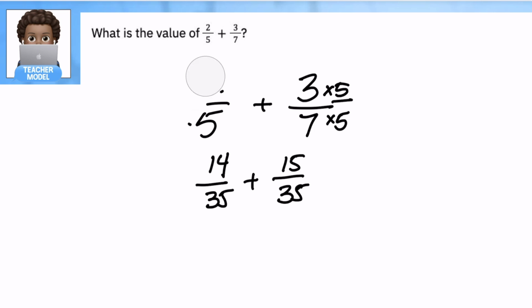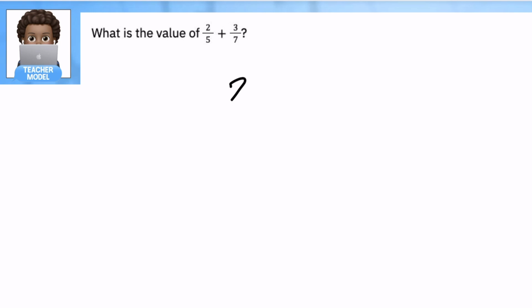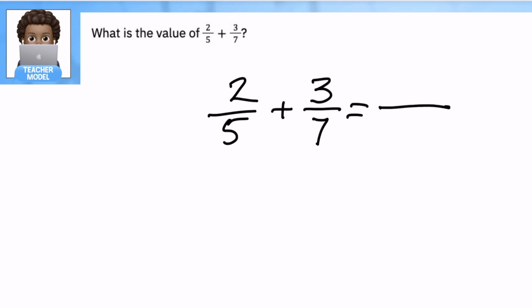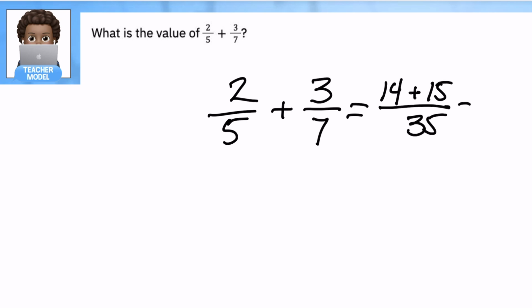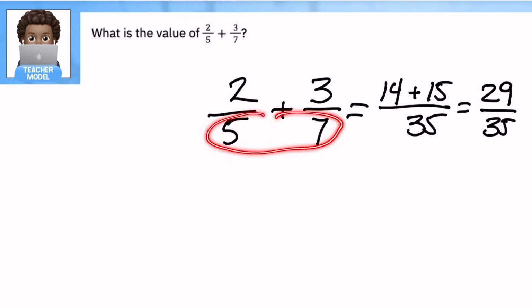So as a teacher, you will probably see something like this. And the kid goes, well, this times this is 35. And 3 times 5 is 15. And 7 times 2 is 14. And so literally just write 14 plus 15. Now I know what happened here. I know that the kids created like denominators, and I know what they were doing when they're making cross products, because they really have 14 over 35 plus 15 over 35.